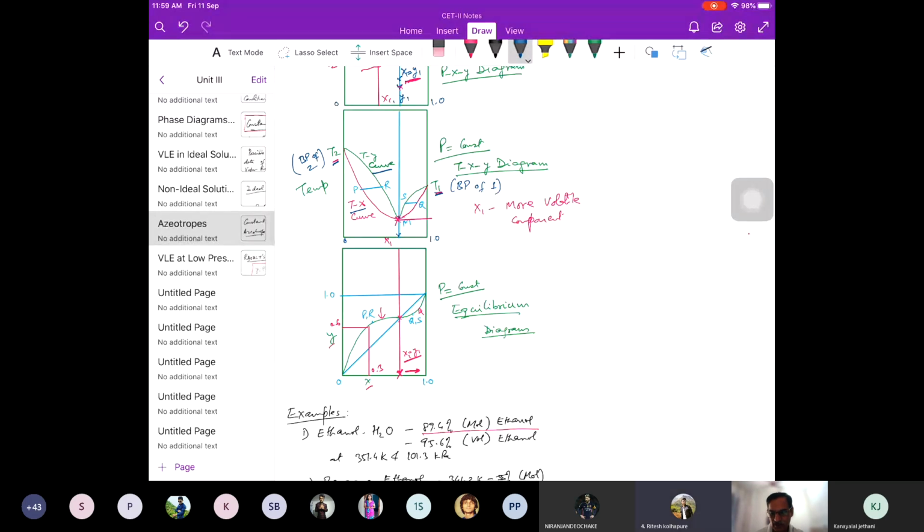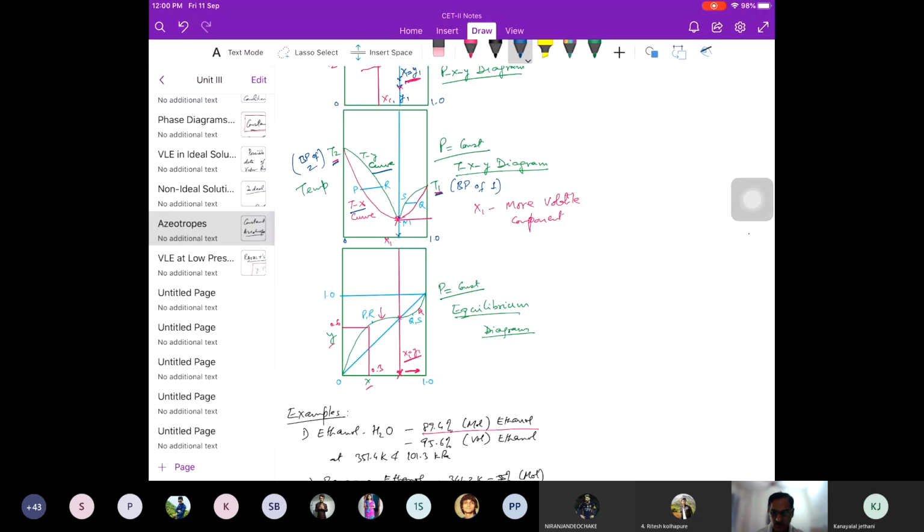Like positive deviation, which we saw for ideality: partial pressure is more than the ideal partial pressure, right? That is positive deviation of ideality. Negative deviation means partial pressure is less than that given by ideal solutions, right? That's what it translates into. If it is positive deviations, the temperature of that azeotrope is going to be less than the boiling point of pure component 1 and pure component 2.